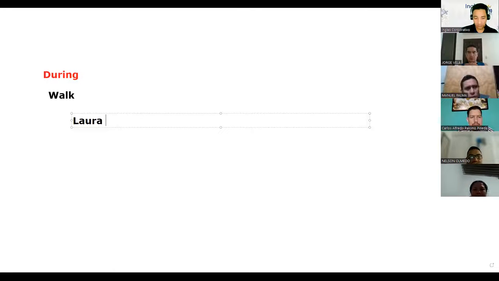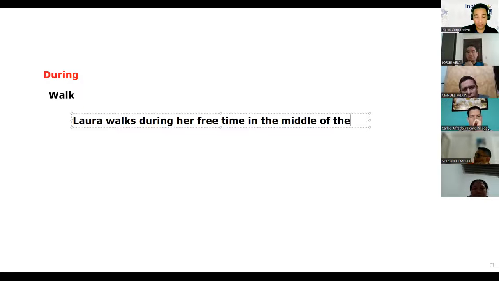Walks. During? During her free time. Free time. Okay. In the middle of the day. Okay. Laura walks during her free time in the middle of the day.